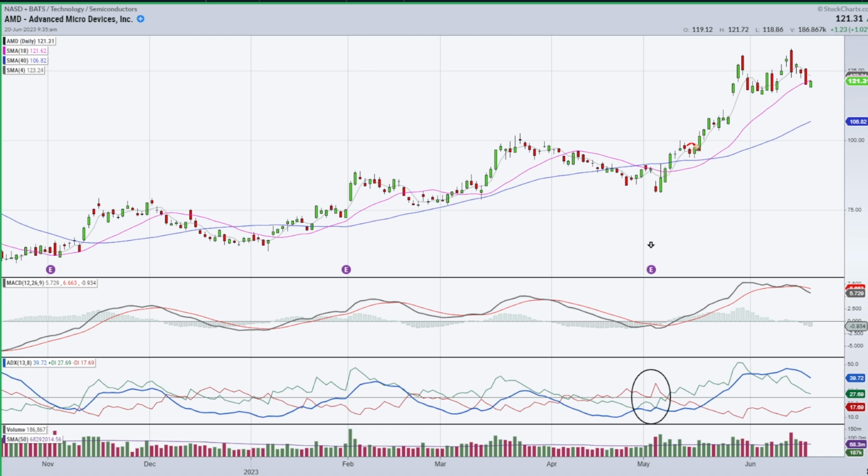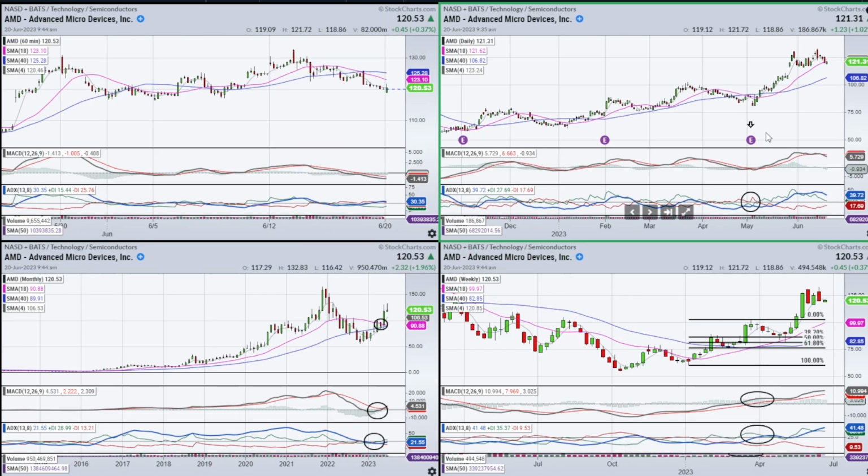Now, sometimes you have to pay up for confirmation, right? I mean, we're not getting as good an entry, but I'm looking for a high probability trade, and I would view it as low risk, not low price, is what we want to focus in on. So find a point where all the time frames are in sync.